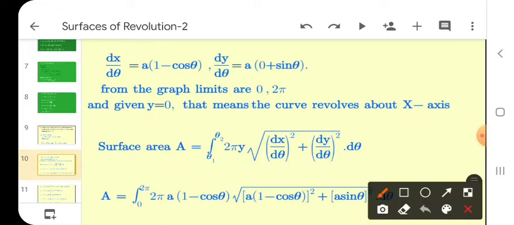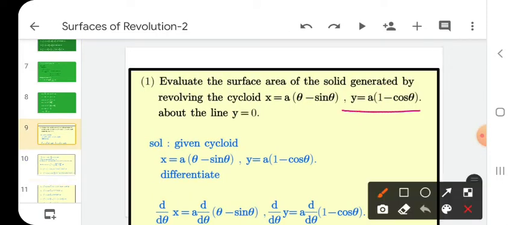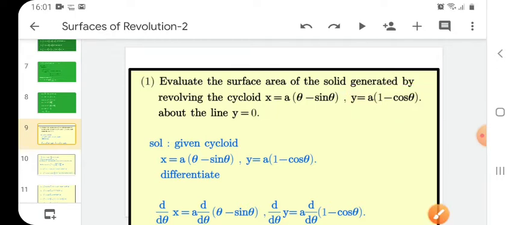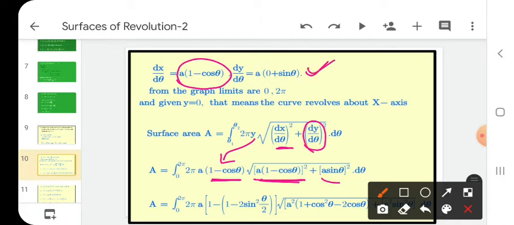Now I substitute all the values. Limits are 0 to 2 pi, so I write 0 to 2 pi. Same, this is the constant 2 pi. What is y from the given data? y equals a into 1 minus cos theta. So I write y means a into 1 minus cos theta. Next, dx by d theta whole square, that means a into 1 minus cos theta whole square. Next, dy by d theta whole square, that means a sin theta whole square, and the root.